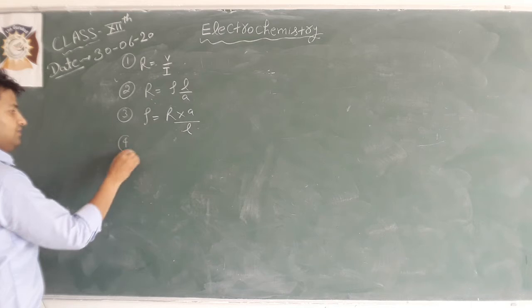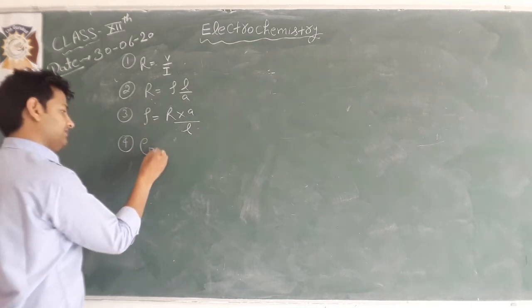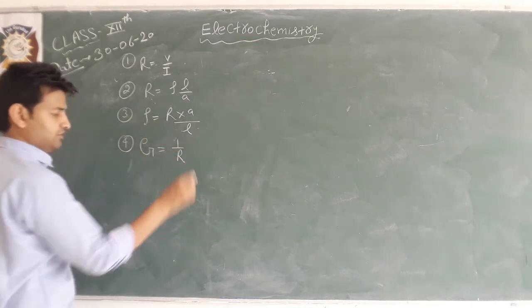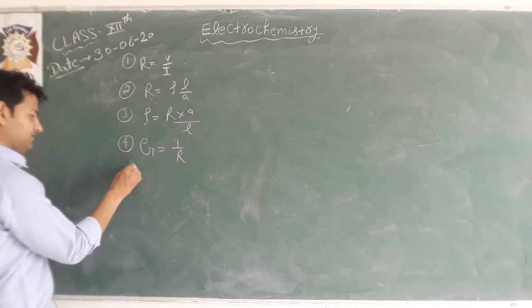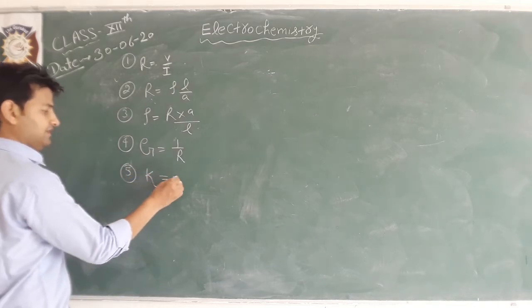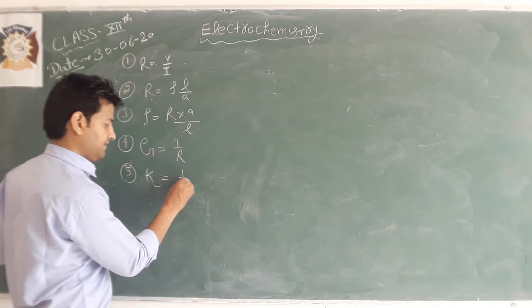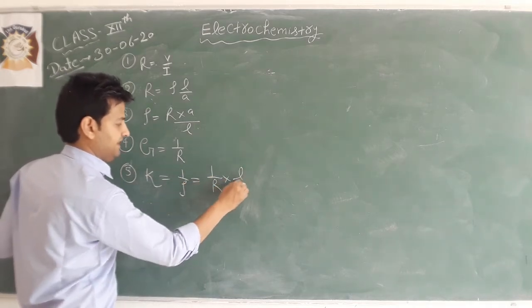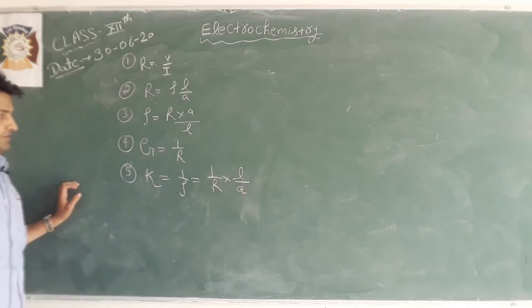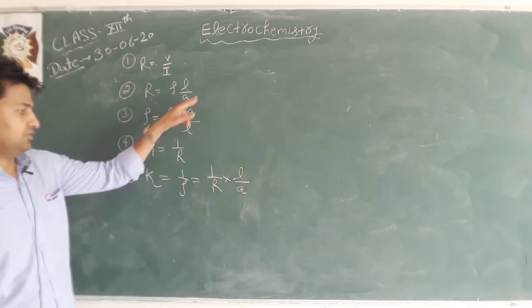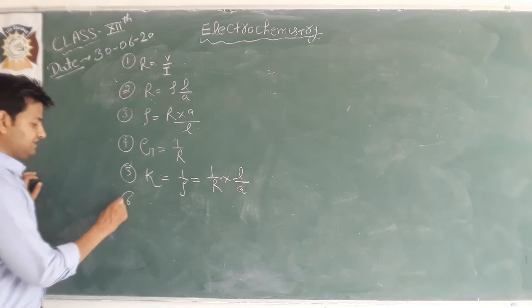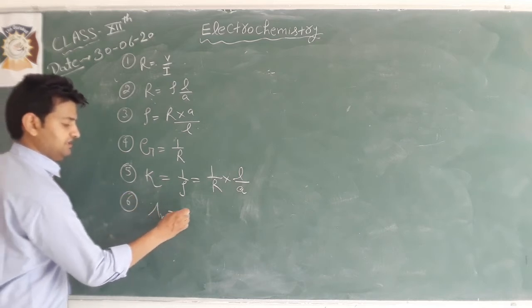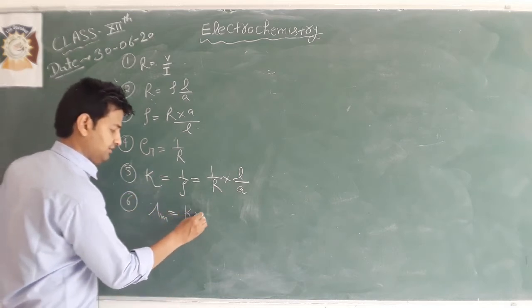Fourth term comes out to be conductance, which is represented by G. It is equal to 1 over R. Fifth term is specific conductivity, which is denoted by kappa. It is equal to 1 by rho. It is also equal to 1 by R into L by A. Sixth term comes out to be molar conductivity, which is equal to kappa into volume.